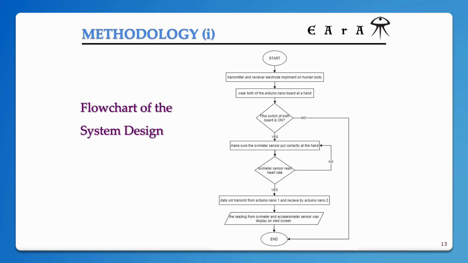Okay, if you look at what we designed, first we switch on. If no, it goes to end. If yes, it makes sure that the oximeter sensor is correctly at hand. Then the oximeter reads the heart rate. If no, it goes back to initialize the oximeter. If yes, the data will be transmitted to Arduino 2, then received by Arduino Nano 2. This is the transmitter to the receiver. The reading from the oximeter and the accelerometer sensor will be displayed on the OLED screen at that end.